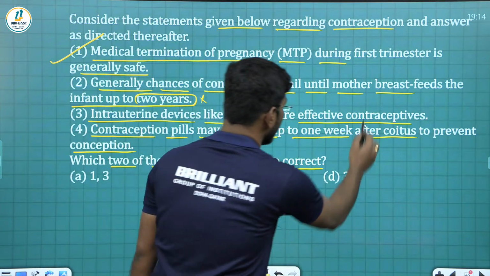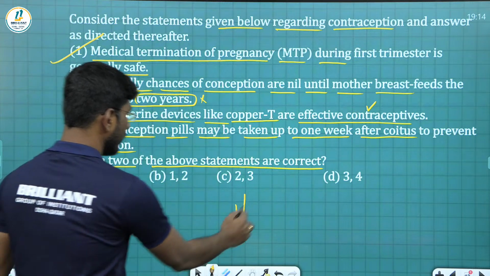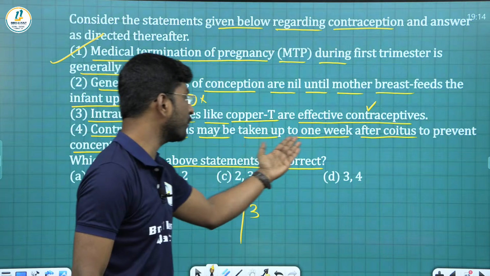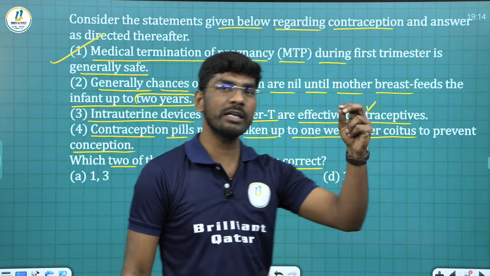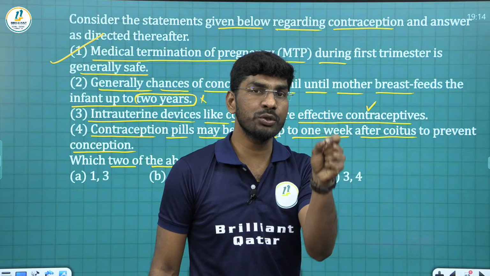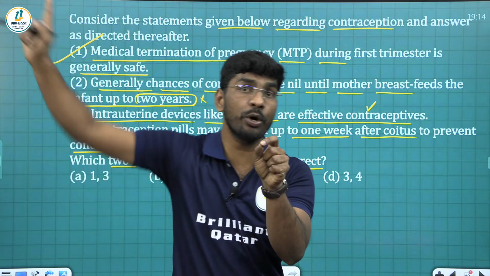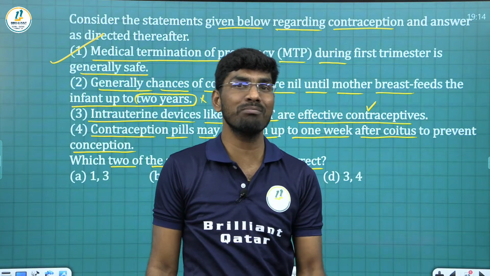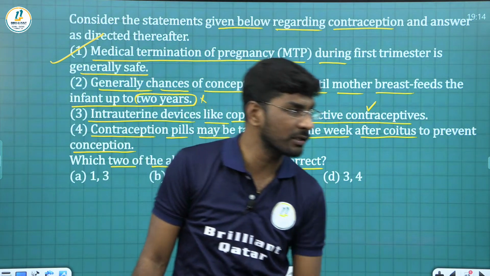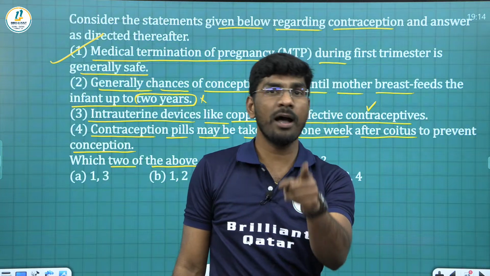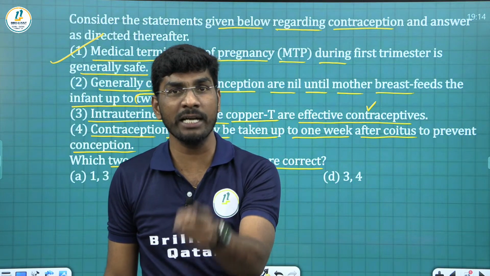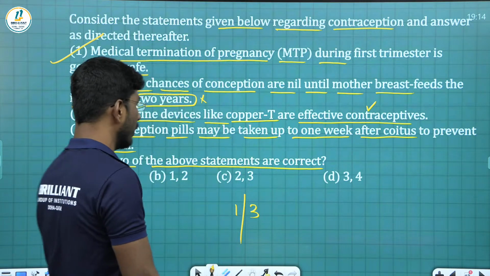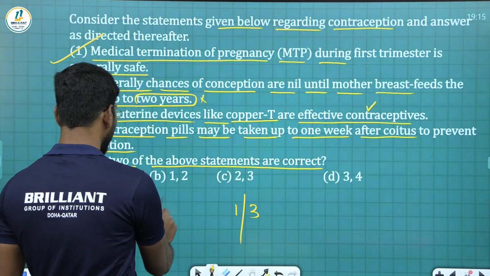Intrauterine devices are effective. Yes, it's correct. 1 and 3 are correct. What's wrong in the 4th one? Tell me. Contraception pills may be taken up to 1 week. You know, I told you contraceptive pills, once the menstrual period is over, from the next day onward should be taken for 21 days continuously. Except Saheli. Tell me, Saheli is what? Monthly once or 15 days once or weekly once? Saheli is a non-steroidal hormone, anti-estrogen. It is weekly once only. So 1 and 3. Option A is the right answer.